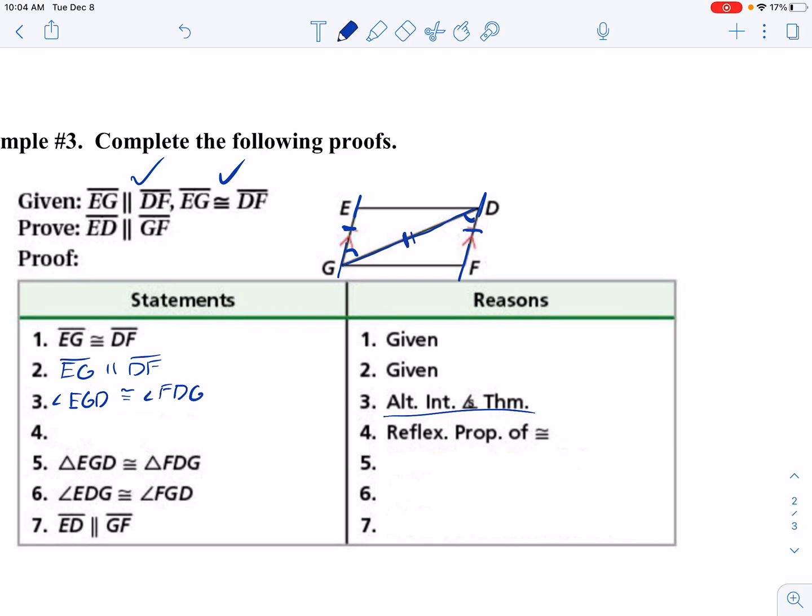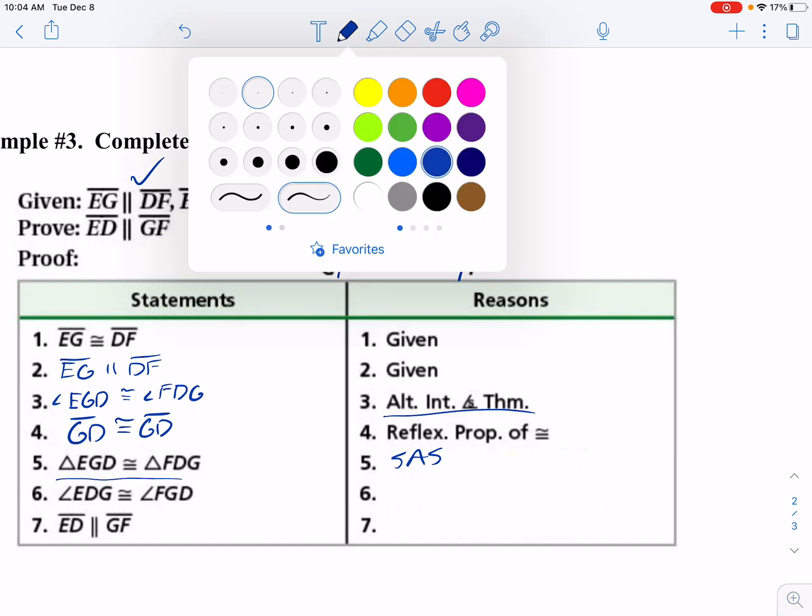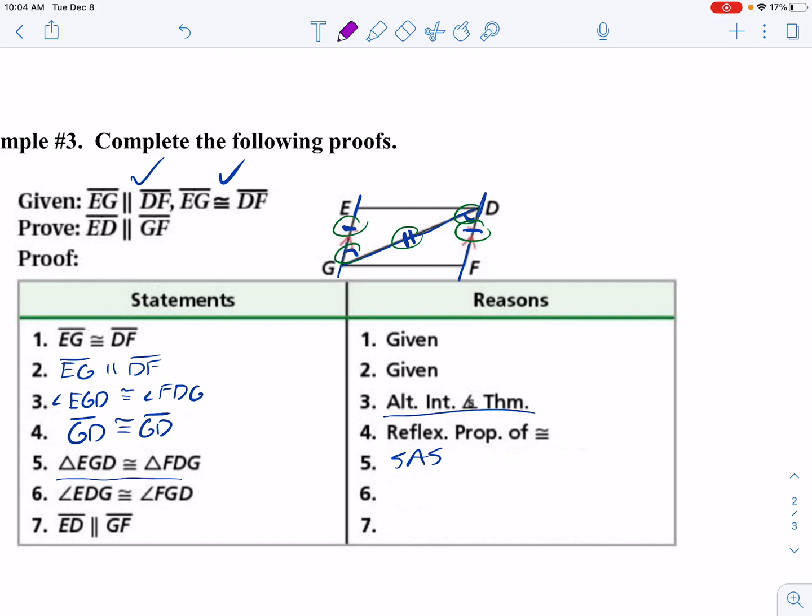And then again, we have a shared side. Using the reflexive property, we could state GD is congruent to GD. We can state the two triangles are congruent because you have side, angle, side information. So side, angle, side. Now we can state the corresponding parts are congruent, which would be the parts that we're trying to prove are congruent: EDG, this angle, and FGD, CPCTC.